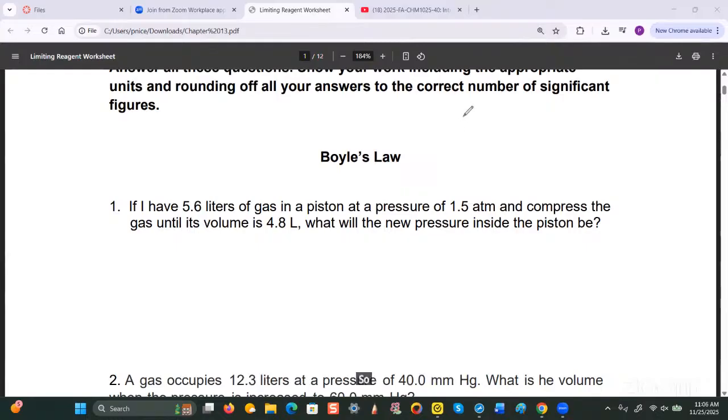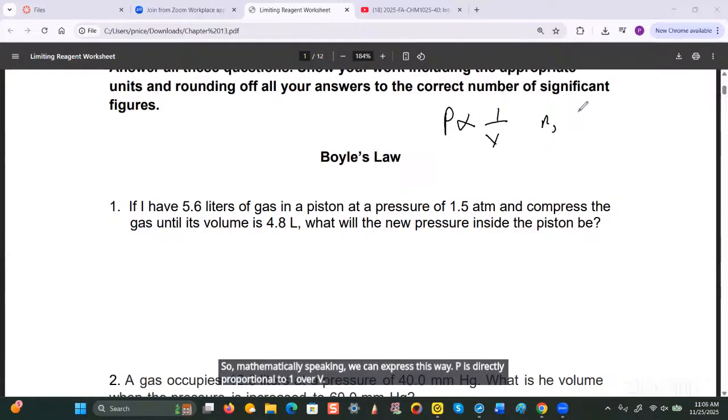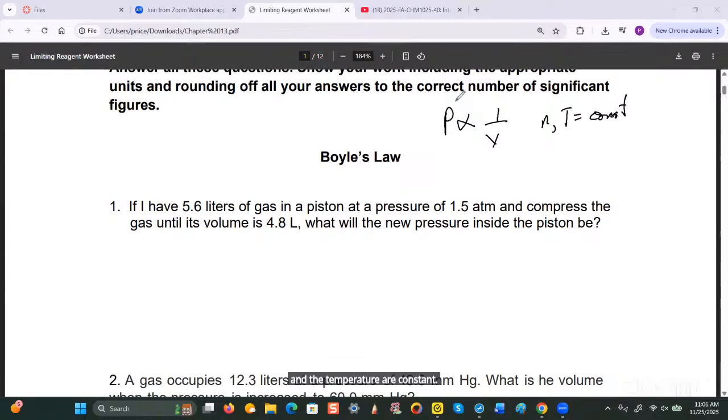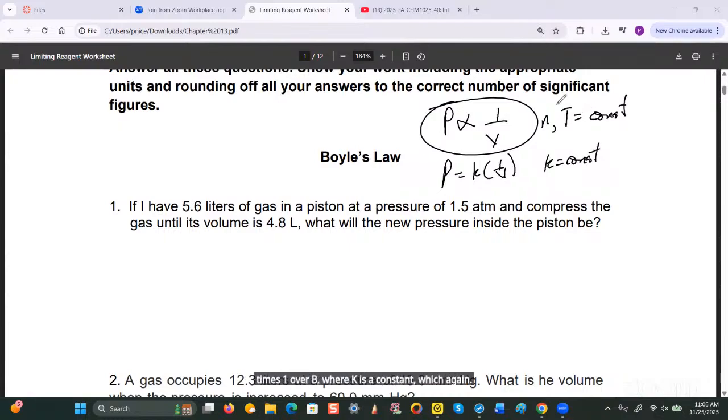So mathematically speaking, we can express it this way. P is directly proportional to 1 over V, provided that the number of moles, which is the amount of gas, and the temperature are constant. This is one way of expressing Boyle's law. Another way of expressing it is P equals K times 1 over V, where K is a constant, which again depends on the fact that the number of moles and the temperature are constant, which means that we can rearrange this equation. I'm going to write it over here to get PV equals a constant.